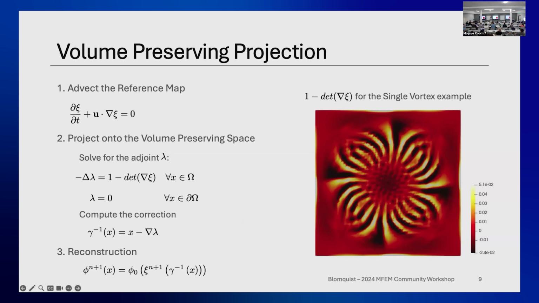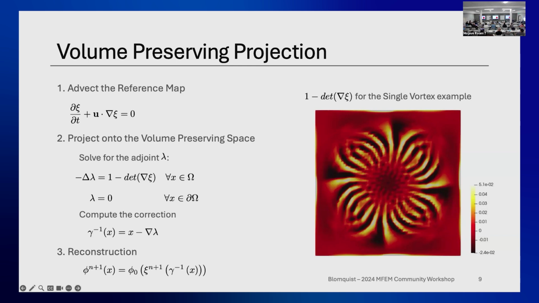That correction basically moves the trajectories, those departure points, in such a way that we're pulling from a volume preserving space. So the algorithm would look like this: we start in the normal way. We vect the reference map itself. We then measure the deformation from the volume preserving space. Once we have that information, we solve the Poisson problem. We get this correction term, and then we can feed this correction term back into the reconstruction of the interface. And then when we do this, what we end up getting is something that preserves mass better.